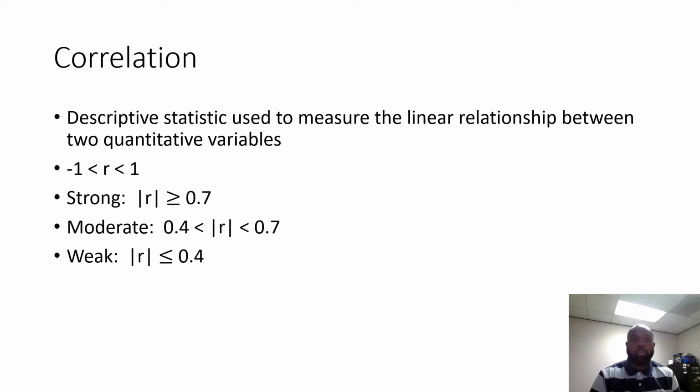It ranges in value between the numbers -1 and 1. The closer that value is to 1 or -1, the stronger or more linear that relationship is. And the closer that value is to 0, the weaker that linear relationship is. Some guidelines have been used to put words to the actual values of the correlation coefficient. If the absolute value of that correlation coefficient is greater than or equal to 0.7, that's a strong linear relationship or a strong correlation. And if it's smaller than 0.4, we usually call that a weak correlation.